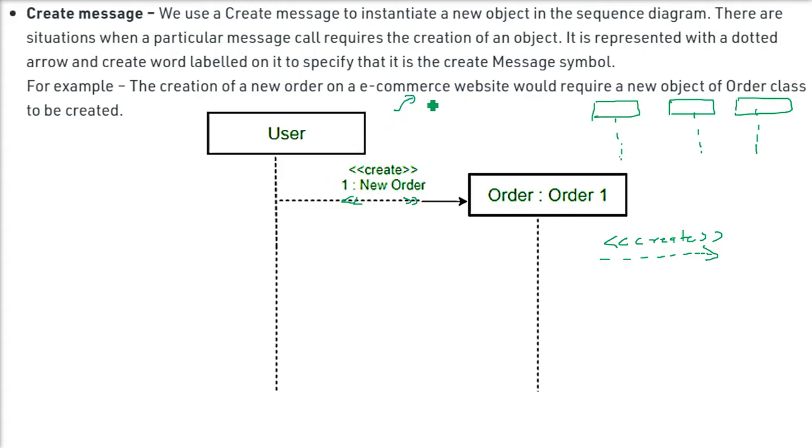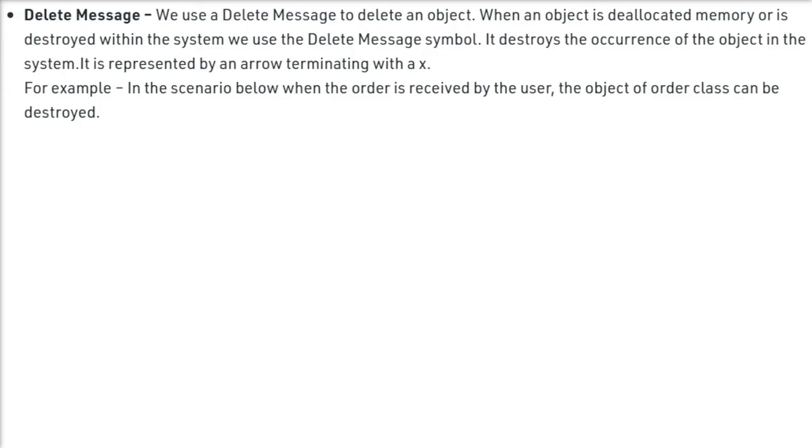For example, the creation of a new order on an e-commerce website will require a new object of the order class to be created. So here you will use the create message. How do you know that this is create? With this word, you write create within double angle brackets.